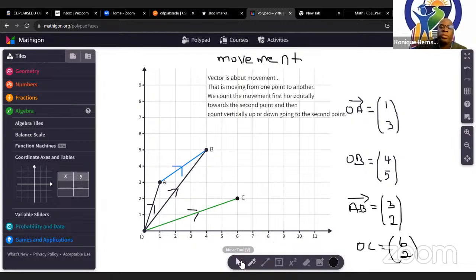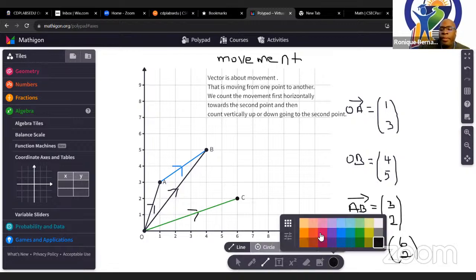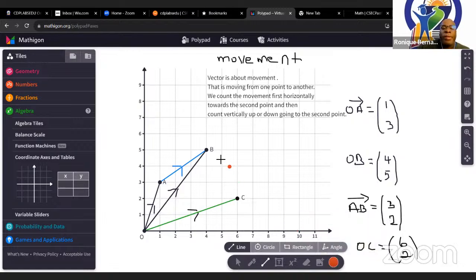So now let's go to vectors. Let's try and find a vector. This time we're going to try and find the vector BC. Let's draw a different line. Let's use orange. We're coming from point B to point C, and now the arrow is pointing down. So we want you to tell me now, what is vector BC?